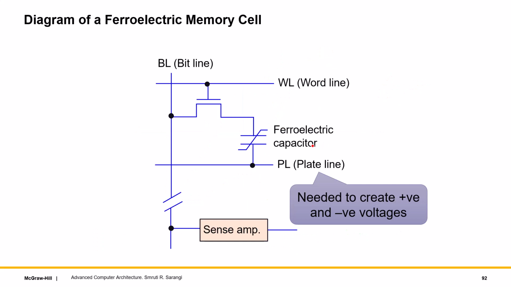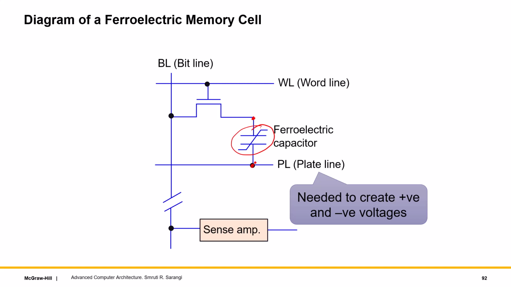The diagram of a FeRAM memory cell, a ferroelectric RAM memory cell, would be very simple, very similar to what we have for a DRAM. We have a word line, we have a bit line, and we have a sense amplifier. So all of these parts are common. What is not common is this thing, which is not a normal capacitor but a ferroelectric capacitor, which shows exactly the effect that we saw in the previous slide. It is connected to the bit line on one side and a plate line on the other side.